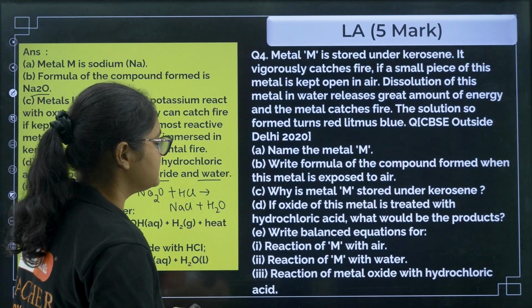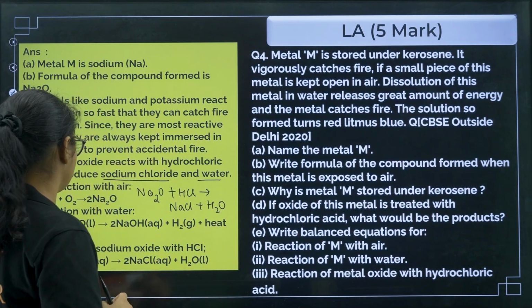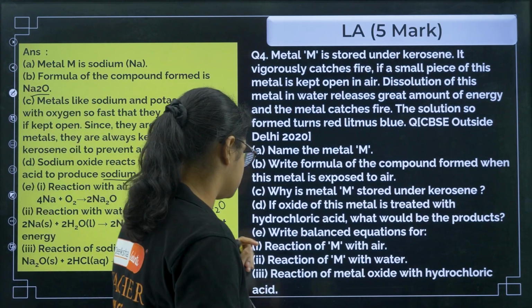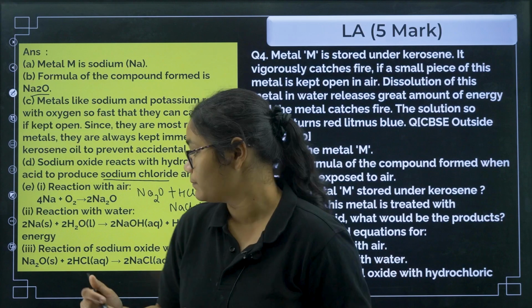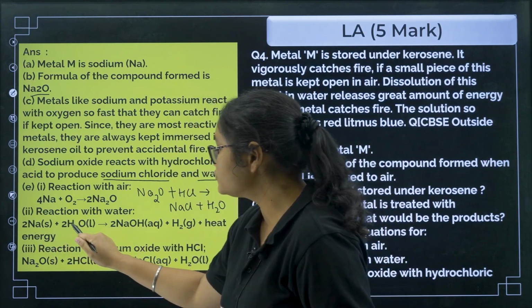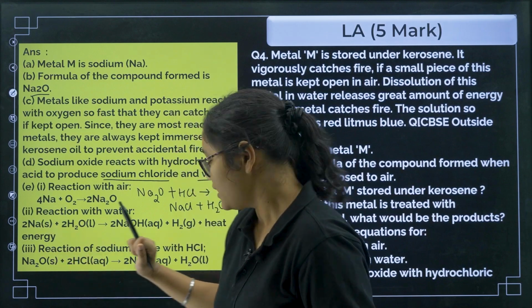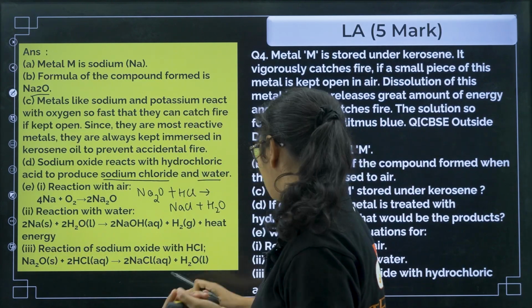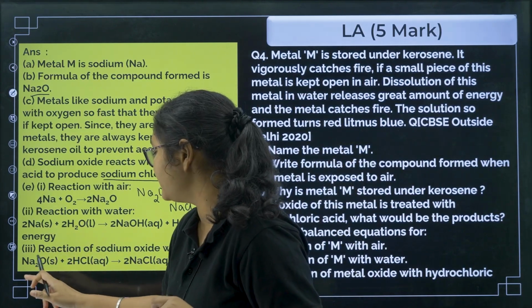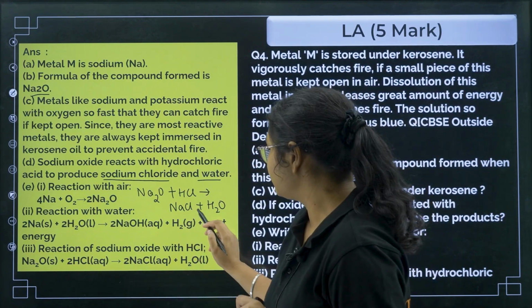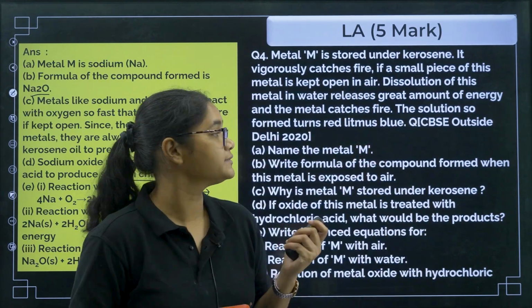Next, write the balanced equation for the following reactions. Reaction of M with air: Na with oxygen will give you sodium oxide. Reaction of M with water: sodium plus water gives sodium hydroxide plus H2 plus heat energy. Next, reaction of metal oxide with hydrochloric acid: Na2O plus HCl gives NaCl plus H2O. Yeah, so these are the reactions.